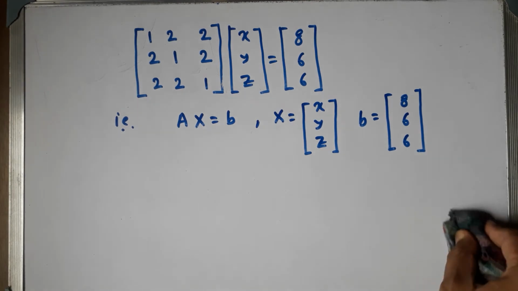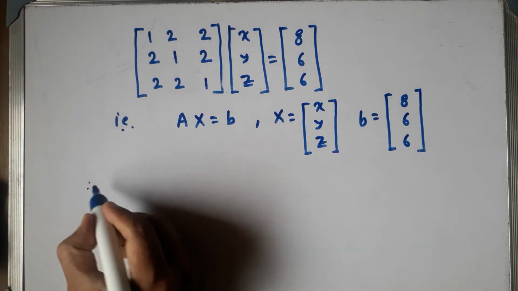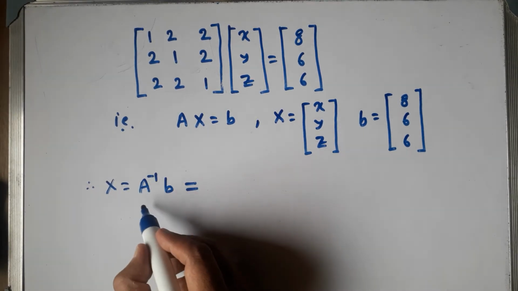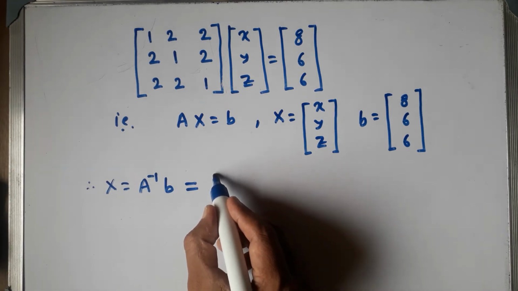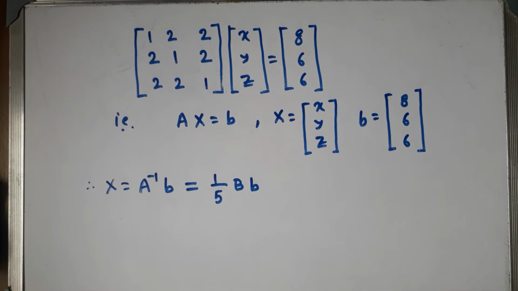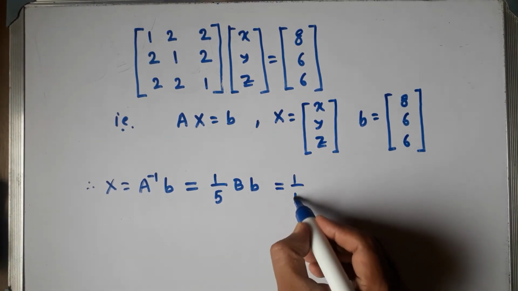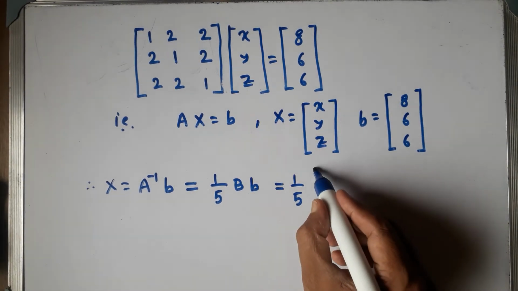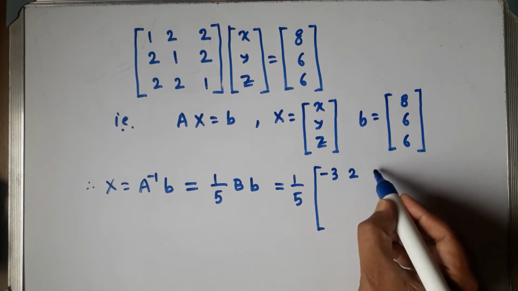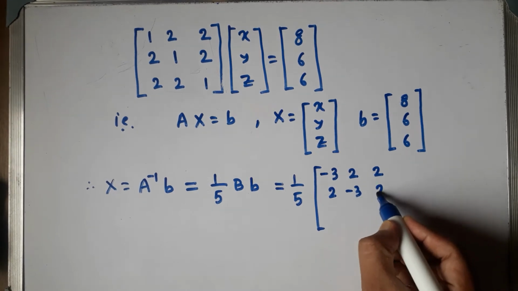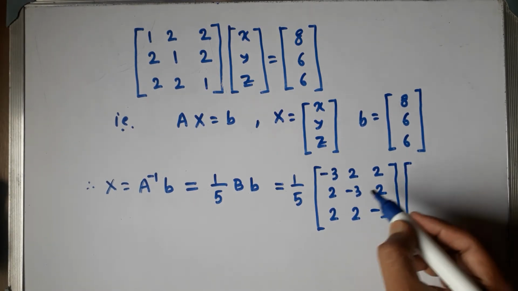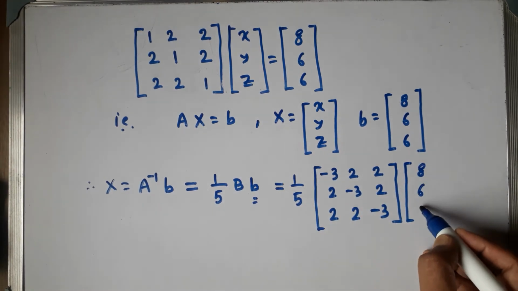Therefore, capital X is equal to A inverse into B, and we have already done A inverse, that is 1/5 times B. So this is equal to 1/5 times the B matrix, which was -3 2 2, 2 -3 2, 2 2 -3, into small b, that is 8 6 6.